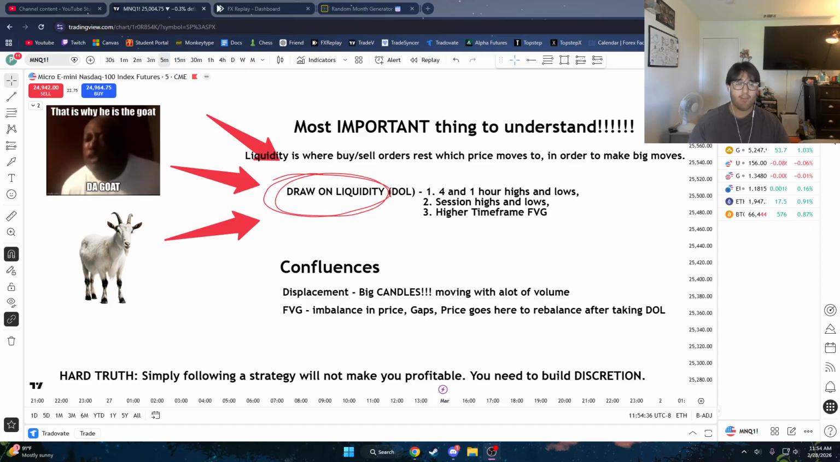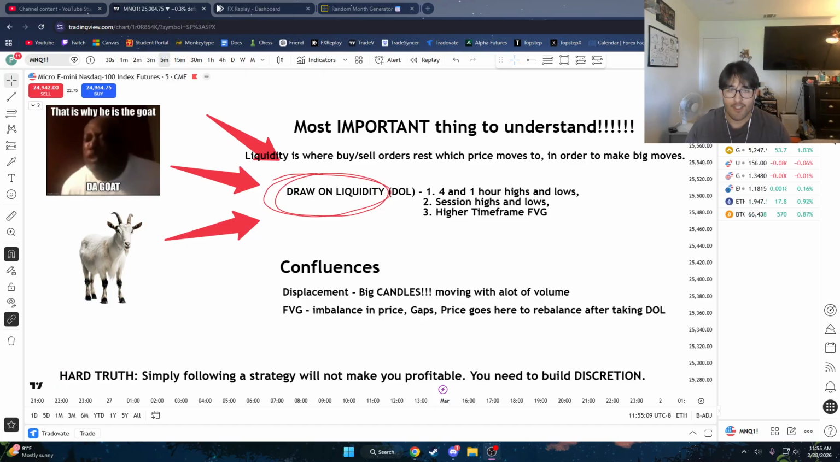Yeah, so knowing all of this, the hard truth is you guys can follow this strategy, but it will not make you profitable. You need to build discretion, right? If you could solely follow one strategy like a robot, then AI and code would be the ones taking 100% win rate trades, right? Even computers are wrong. Computers could take over if it was as simple as just following a strategy. You see a fair value gap, enter, whatever, right?